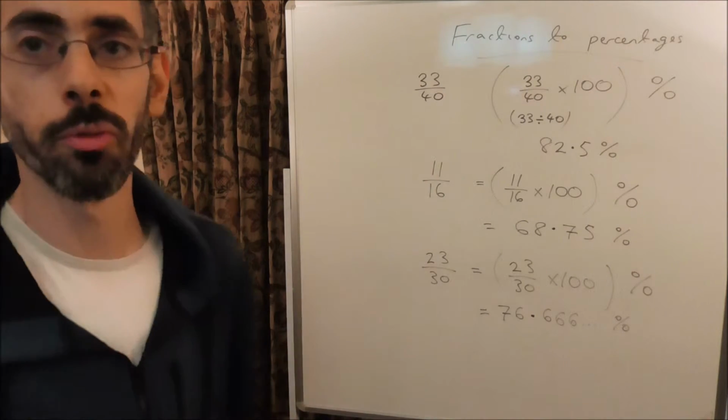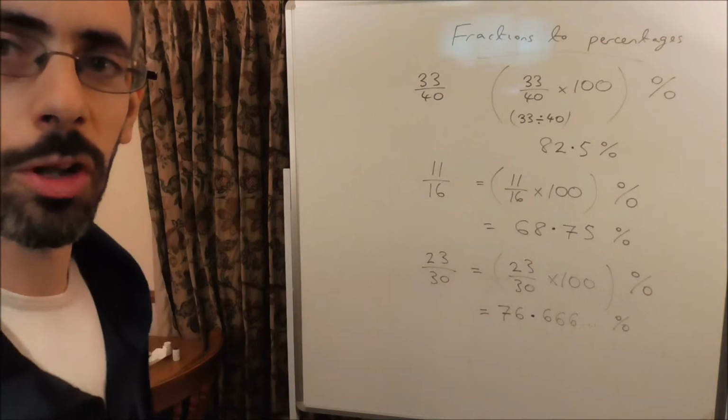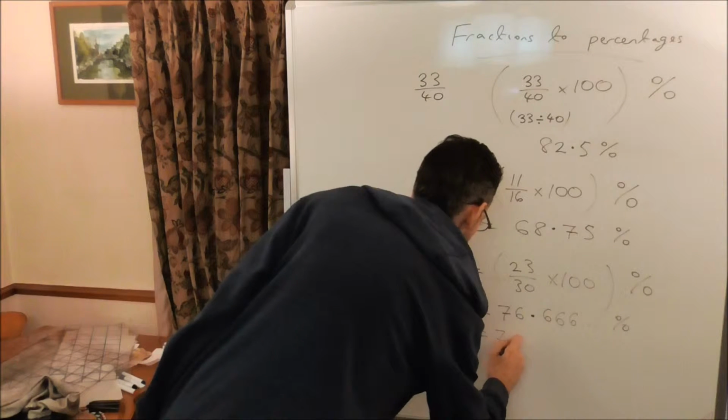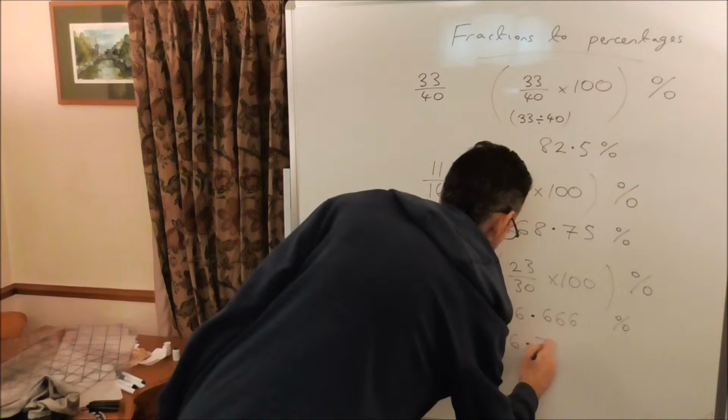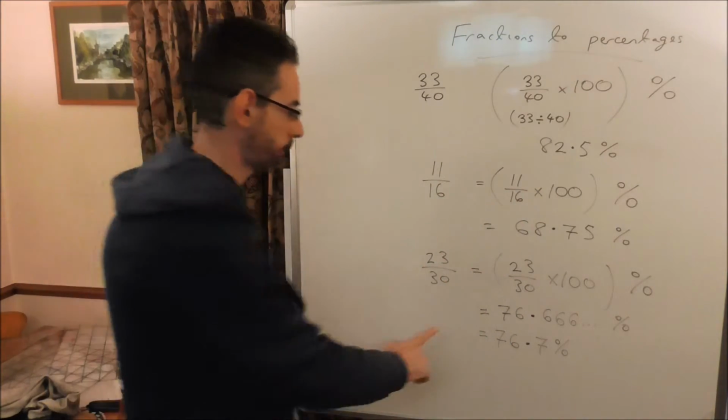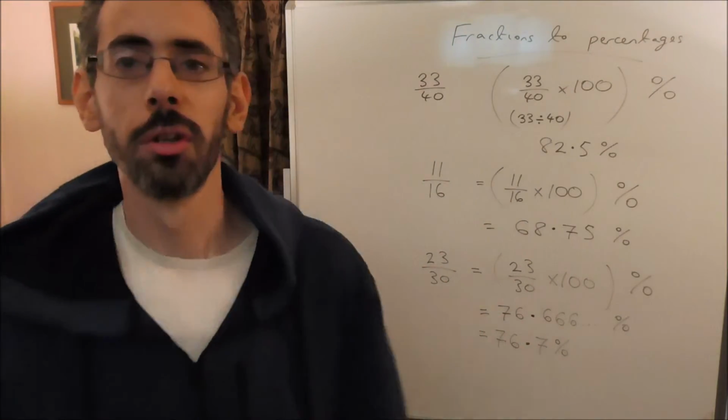So normally in this situation we'd round the decimal. Let's round it to one decimal place. So to one decimal place it's 76.7%. So 23 over 30 to one decimal place is 76.7%.